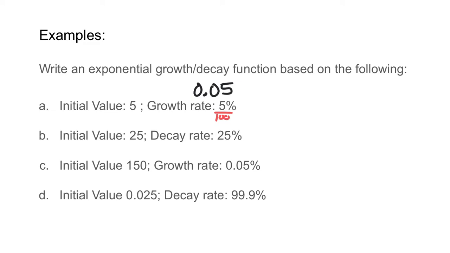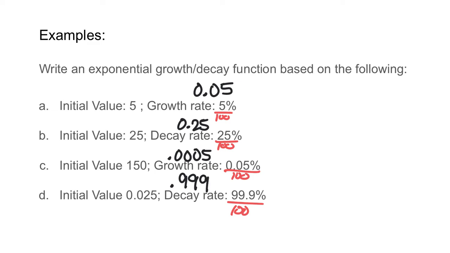So we're going to imagine dividing by 100. For 25%, same thing. I'm going to divide it by 100 and get 0.25. With 0.005%, divide it by 100. I'm going to get 0.0005. Yes, I know that's a weird number. It is what it is. And then 99.9%, same deal. I'm going to divide it by 100 and get 0.999. Okay.